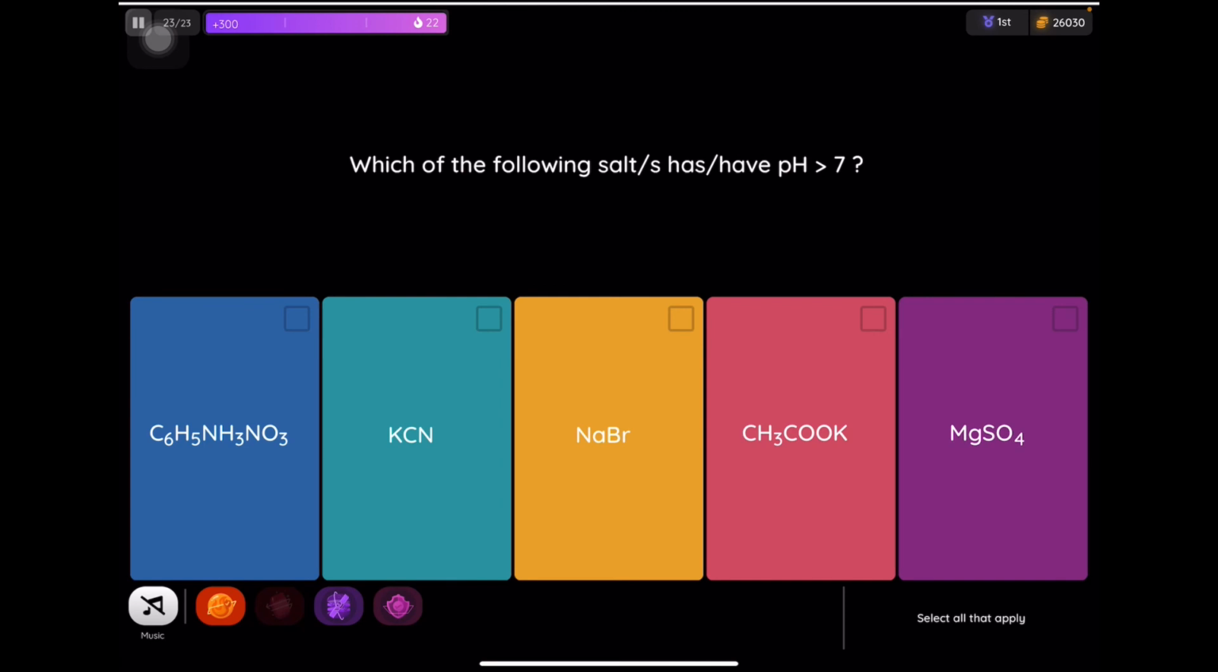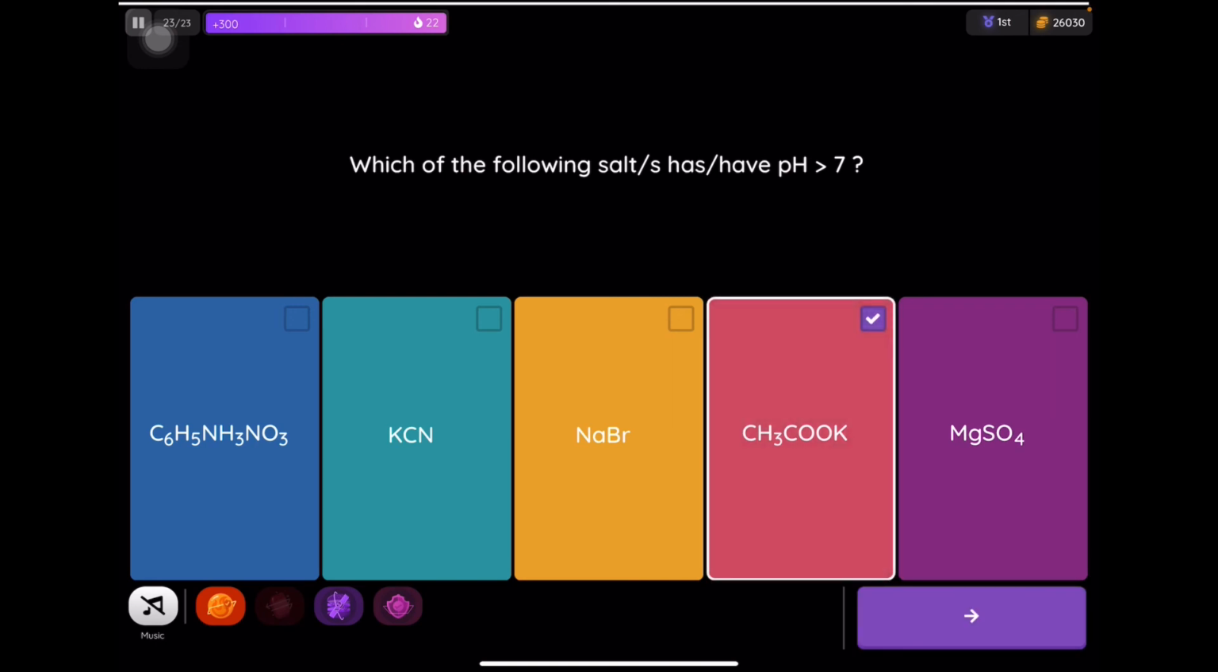So finally, which of the following salts have a pH more than 7? So this must be a basic salt made from strong base and a weak acid. So the answer would be CH3COOK and KCN.